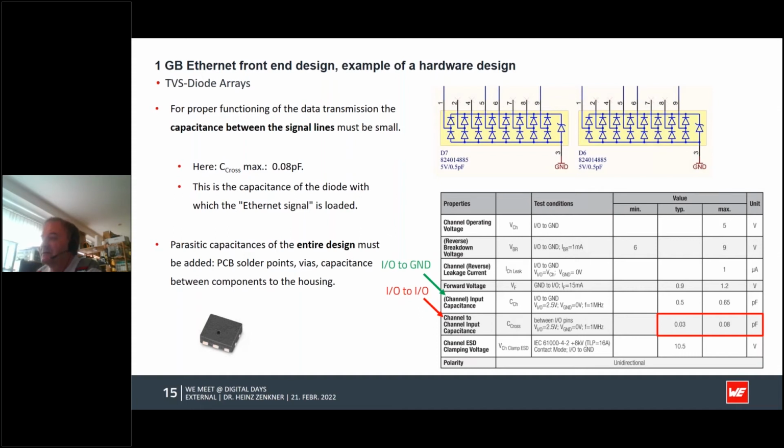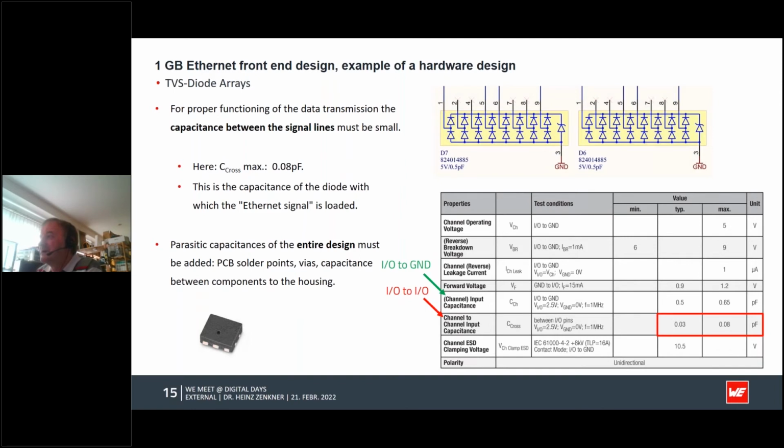This is eventually the capacitance which impacts your signal, not that one. Channel input capacitance is to the ground where we want to filter to or to clamp to. The C cross capacitance is the important one, which impacts your signal. If too large, the signal will be attenuated, will be damped.